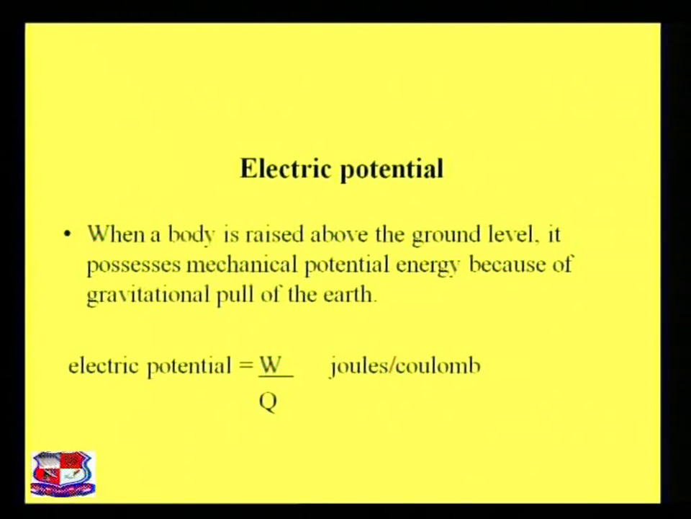Now, what is electric potential? Electric potential is like when a body is raised above the ground level, it possesses mechanical potential energy because of the gravitational pull of the earth. It means if we are raising a body, it will have some energy because of the gravitational force of the earth. So the electric potential can be defined as the work done per charge, and the unit is joules per coulomb.